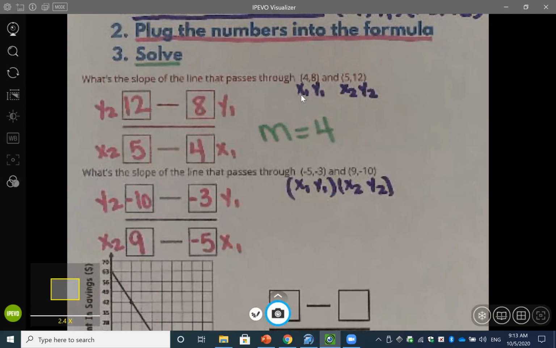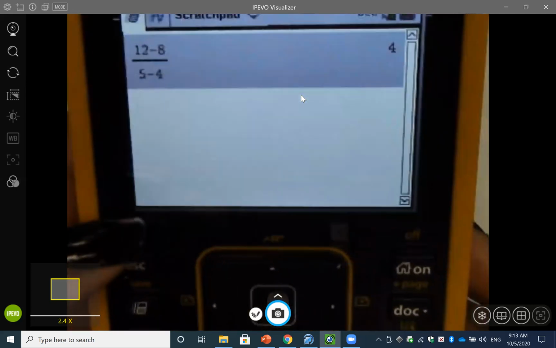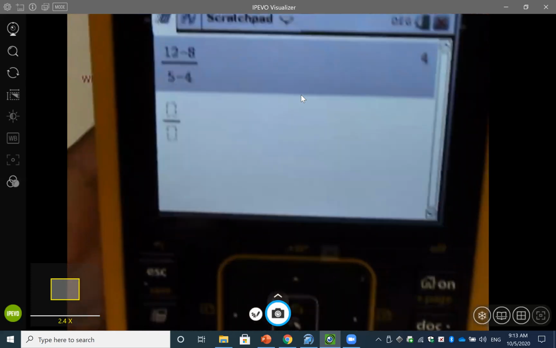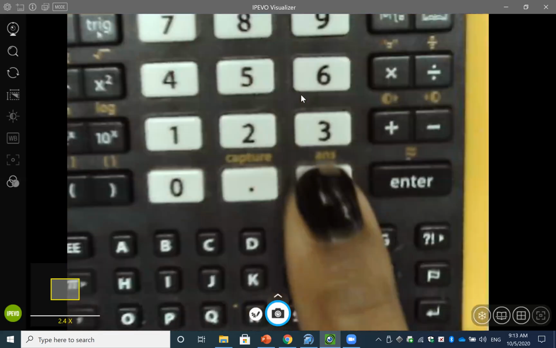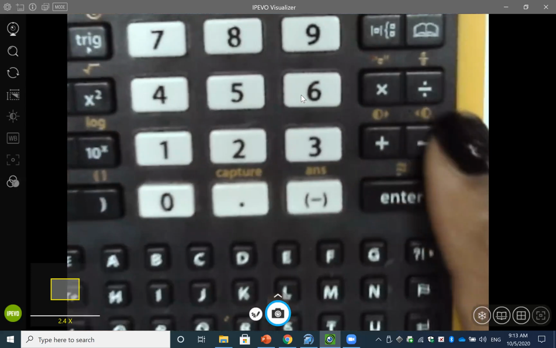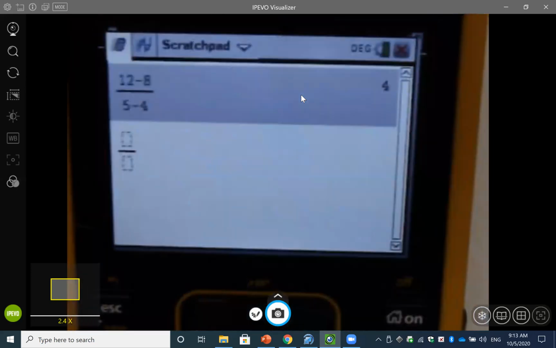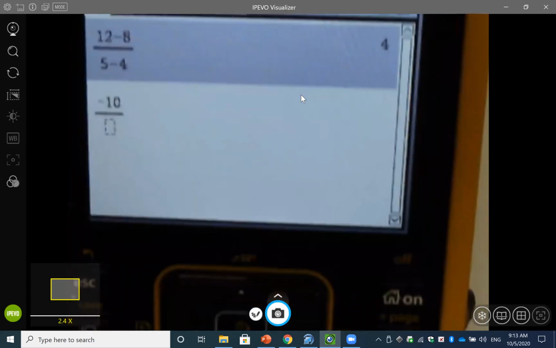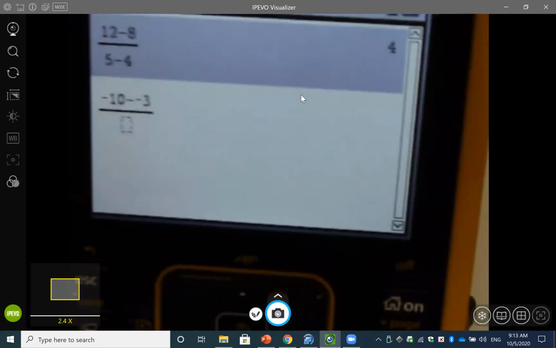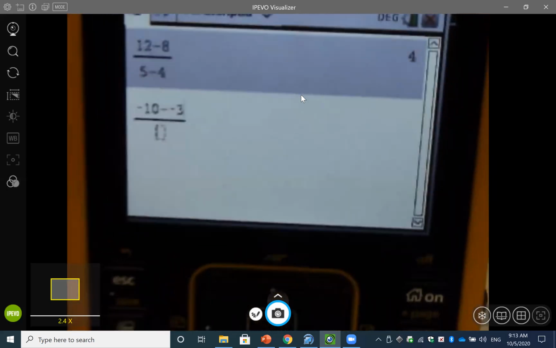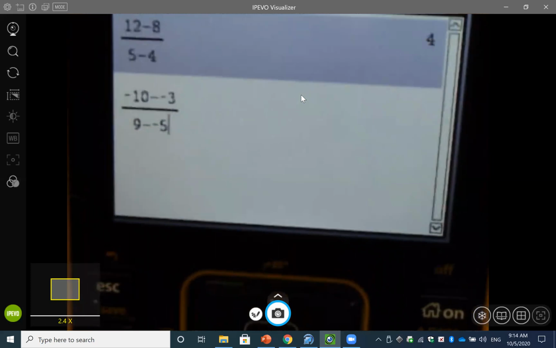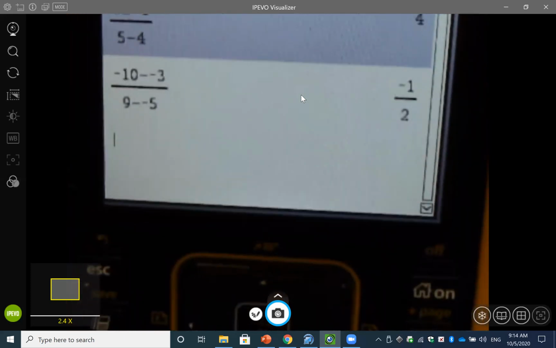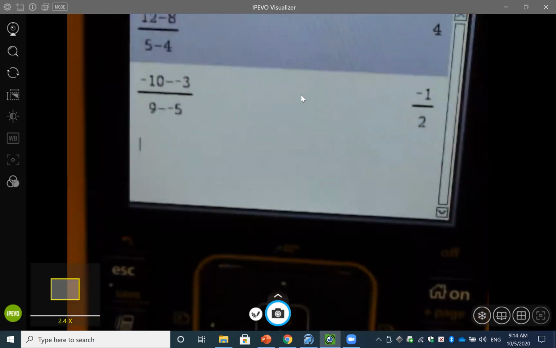So this is why I absolutely love this calculator, because I am going to go Control Divide to give me my numerator and denominator. Anything that's negative, I'm hitting the white button. Anything that's minus, I'm hitting this button over here next to the plus sign. So I have -10 minus -3, and then on the bottom, I have 9 minus -5. And then I hit enter, and it simplifies it and does everything we need it to do. That's why I love the calculator.